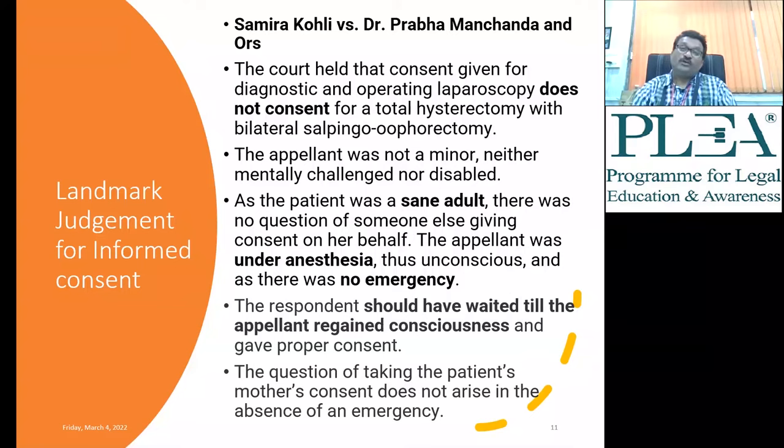But after doing a diagnostic procedure, he felt that now it is a fit case for total hysterectomy with bilateral salpingo-oophorectomy. He did that, but he failed to take a consent, that is the express consent for total hysterectomy with bilateral salpingo-oophorectomy. So that is where the court has said that we can read that the patient was a sane adult. There was no question of someone else giving a consent on her behalf.